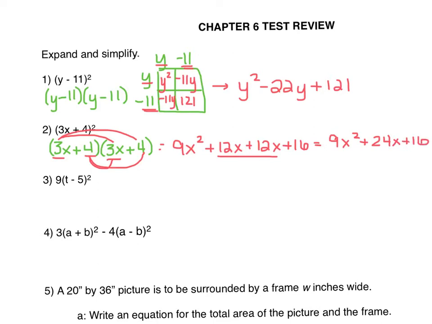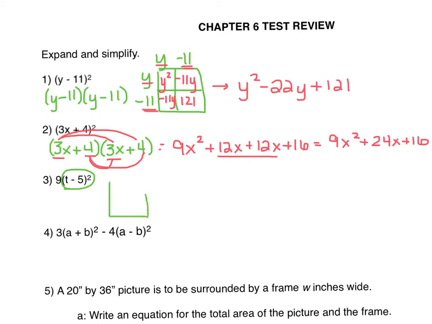Okay, so taking a look at number 3, the big mistake I see with problems like this one is you're so ingrained in the idea of doing the distributive property that people want to distribute right away and then worry about the squaring. Well, remember, if you're doing order of operations, you have to square before you multiply. So what I actually want to do first is just the t minus 5 squared, and then worry about the 9. So I'm going to set up a box for my t minus 5 squared.